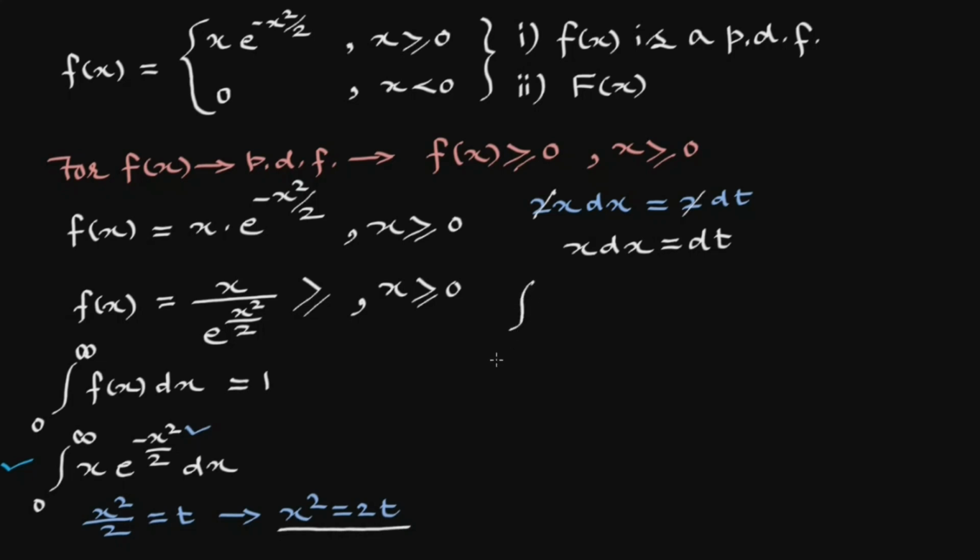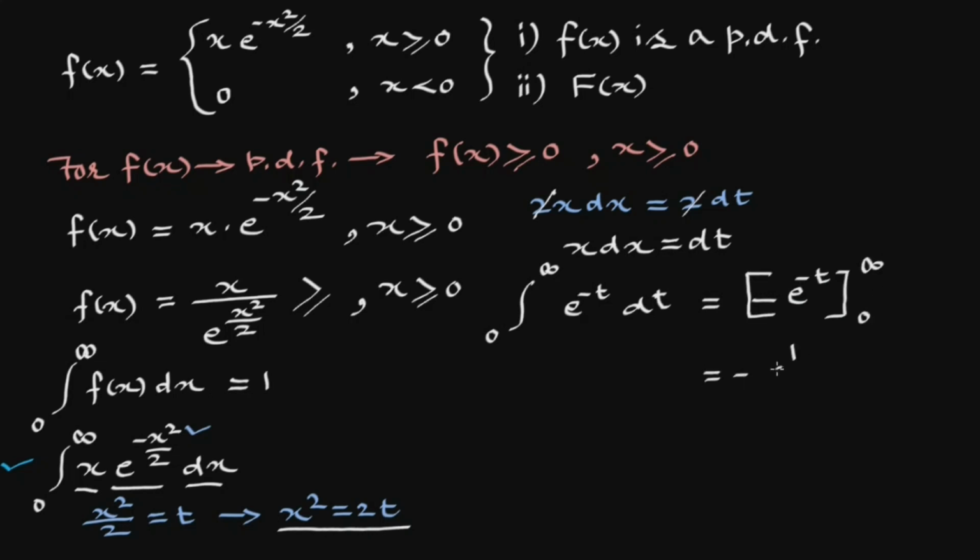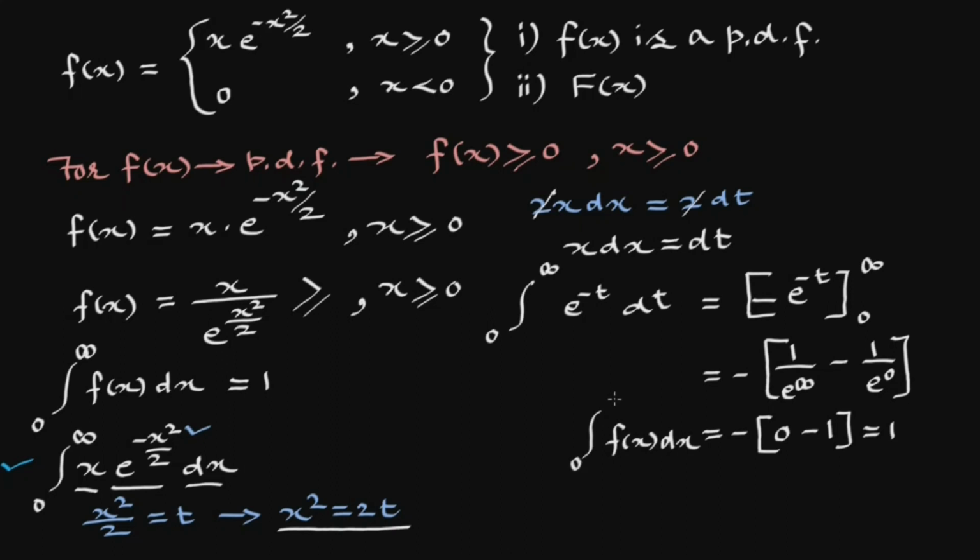So the integral will be, for this x dx we put dt. This e raised to minus x square upon 2 will become e raised to minus t from 0 to infinity. This will be minus e raised to minus t from 0 to infinity, which is minus 1 upon e raised to infinity minus 1 upon e raised to 0. This is 1 upon e raised to infinity is 0, minus 1 upon e raised to 0 is 1, which is 1. So the integral of f(x) dx from 0 to infinity is 1, which implies f(x) is a probability density function.